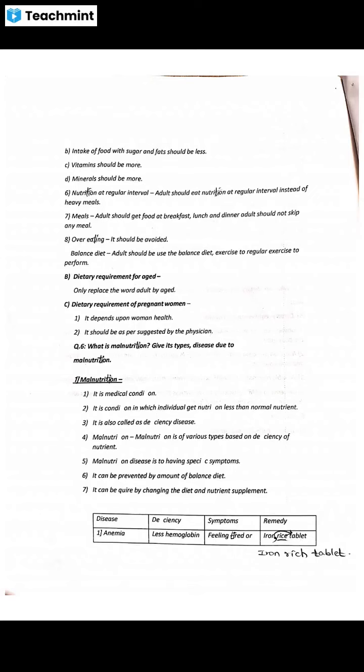Now we see dietary requirement for the aged people. So only replace the word adult by aged. Means वहाँ पे डिफरेंस क्या हुआ है, जहाँ पे हम एडल्ट यूज कर रहे थे, एडल्ट पर्सन के लिए हमने क्या देखे यहाँ पे, कार्बोहाइड्रेट intake in less amount, vitamin should be in more amount, minerals should be in more amount, then nutrition at regular interval, don't skip the meals, avoid overeating.